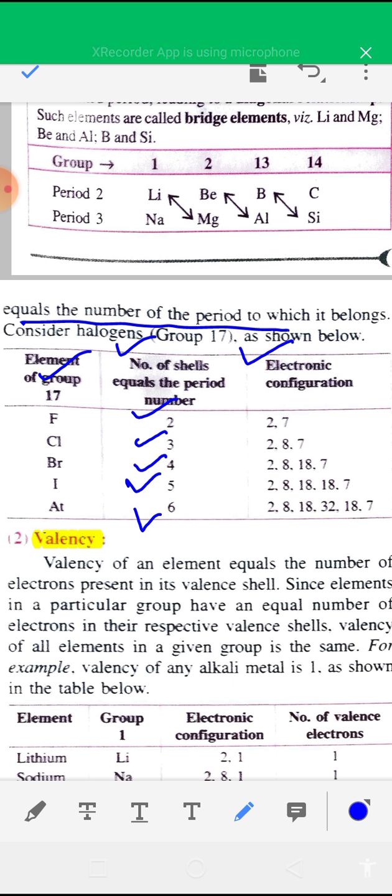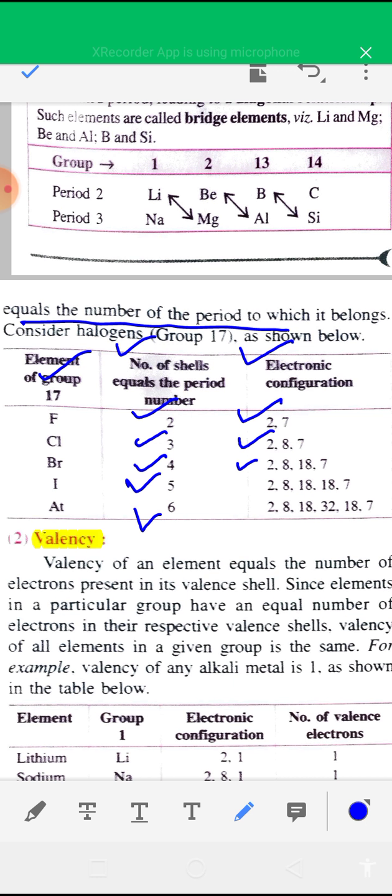And now see the electronic configuration. Fluorine's atomic number is 9, so its electronic configuration is 2, 7: in the first shell 2 electrons, in the second shell 7 electrons. In chlorine, the first shell has 2 electrons, the second shell 8, and the third shell 7. In bromine, the first shell has 2 electrons, the second 8, the third 18, and the fourth shell 7.